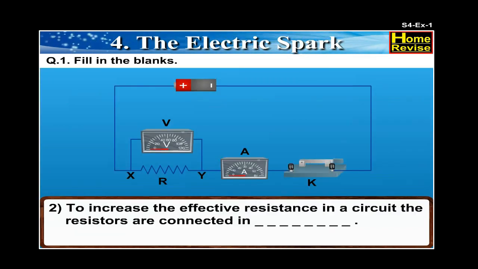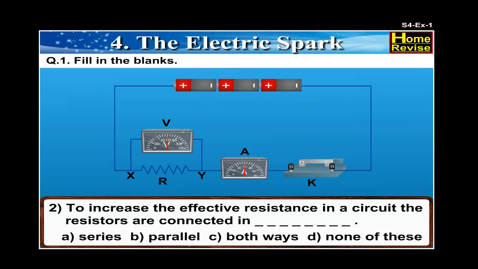2. To increase the effective resistance in a circuit, the resistors are connected in dash. Your options are A. Series, B. Parallel, C. Both ways, D. None of these. The answer is, to increase the effective resistance in a circuit, the resistors are connected in series.